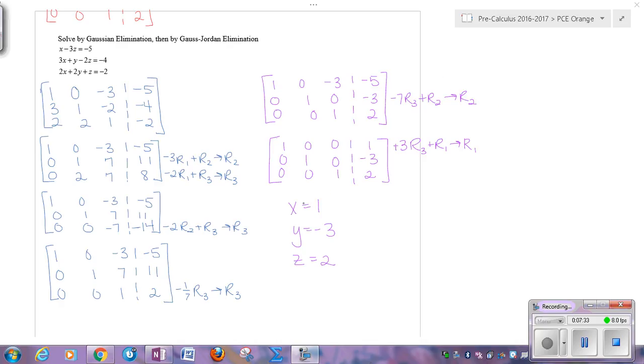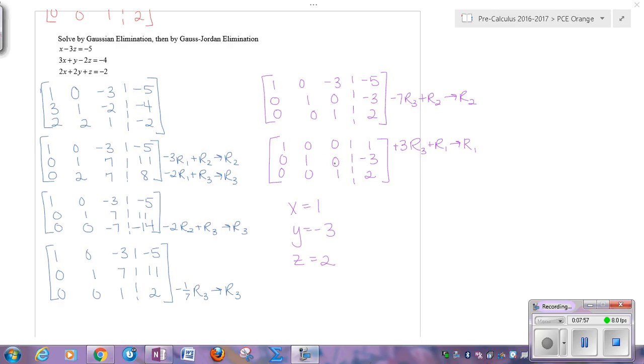Sometimes you can get into row echelon form, and within one step or one matrix, you can have your solution instead of the back substitution. So you should have come up with the answers of x is 1, y is negative 3, z is 2. It's just a matter of getting those leading coefficients of 1 and then making all of your other values, working back up your matrix, 0.